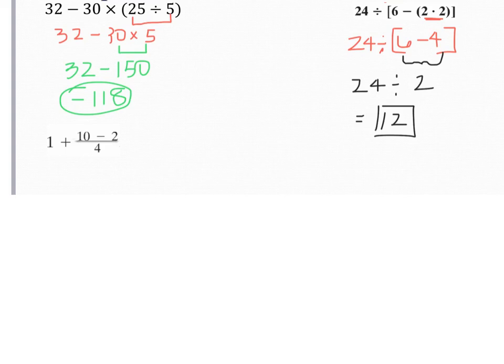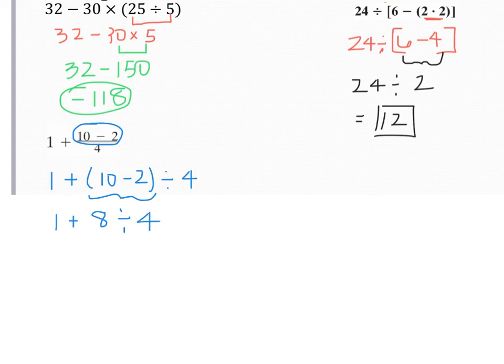Okay, when we work this out together though, this right here, remember, is kind of like a grouping symbol. It's that fraction bar. So this is really 1 plus, and I could rewrite that as 10 minus 2 divided by 4. So I can see right away I have to do my parentheses first. So I end up with 1 plus 10 minus 2 is 8. And then I'm left with my division of 4.